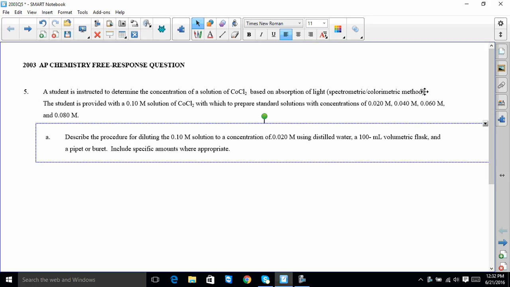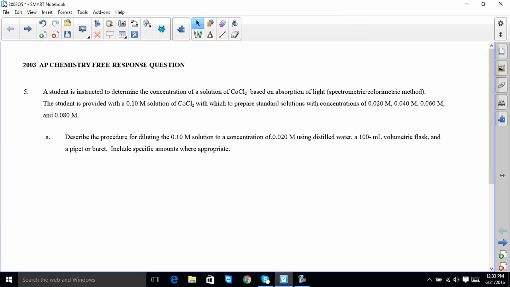Basically, this is Beer's law, and the thing is, when you have a colored solution, the more concentrated it is, the darker it is. So if you've ever made Kool-Aid, you put a pinch of Kool-Aid powder into a half gallon of water, it's going to be pale, pale pink. But as you add more and more and more, it gets darker and darker and darker. So this method actually only works with solutions that are colored.